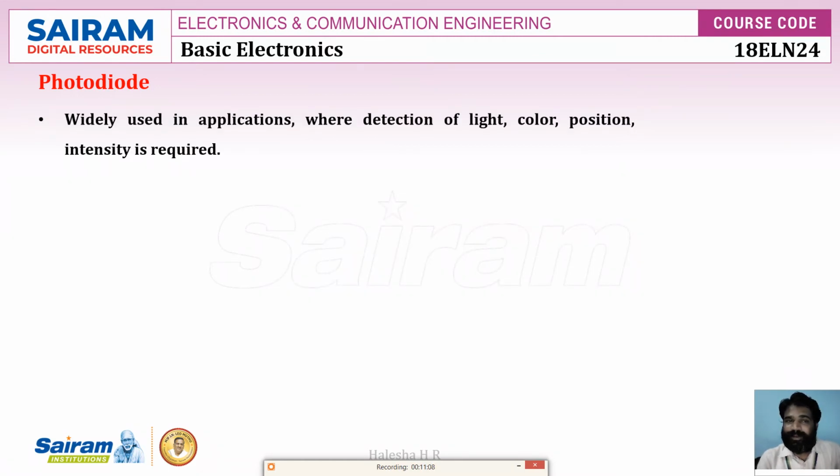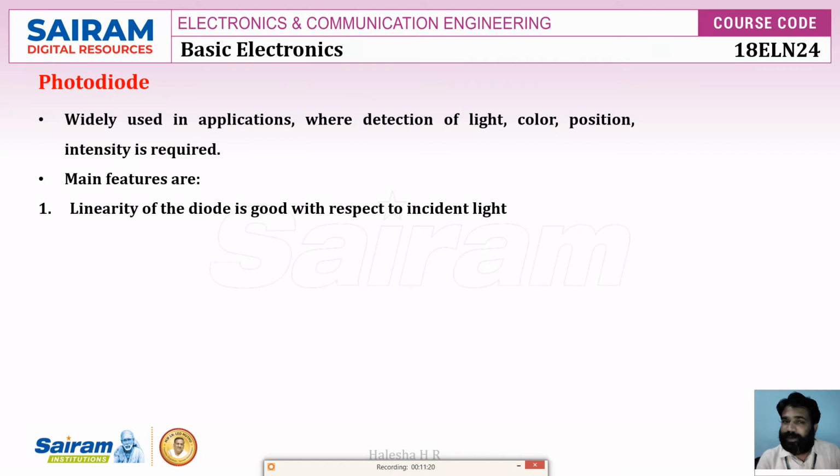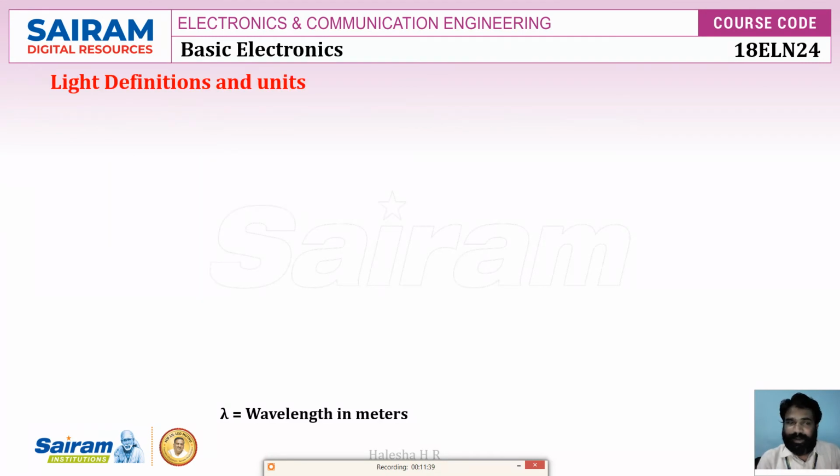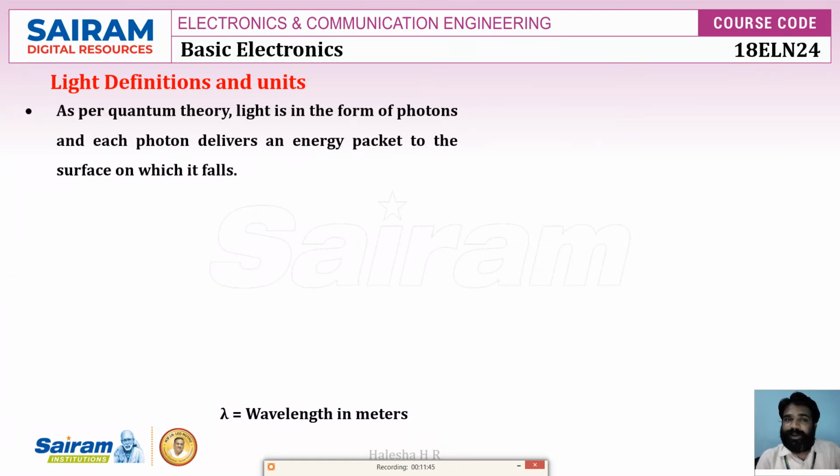As for applications, it is widely used where detection of light, color, or position is required. The main features are good linearity of the diode with respect to incident light, low noise, wide spectral response, mechanical ruggedness, lightweight and compact, and long life. As we know, here the input is light. So we'll see some light definitions and the corresponding units. As per quantum theory, light is a form of photons, and each photon delivers an energy packet to the surface on which it falls.